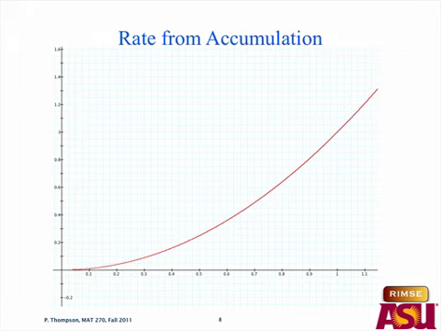Okay, so what you're going to do is just a little exercise here. We've got a red and a black graph. What's the actual accumulation graph, and what's the approximate? Red or black?